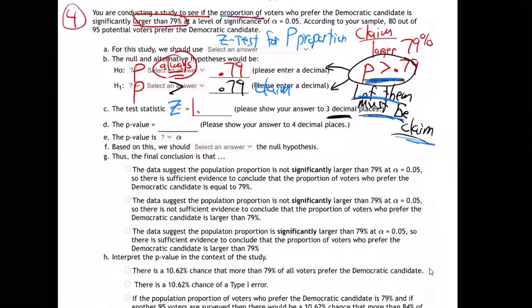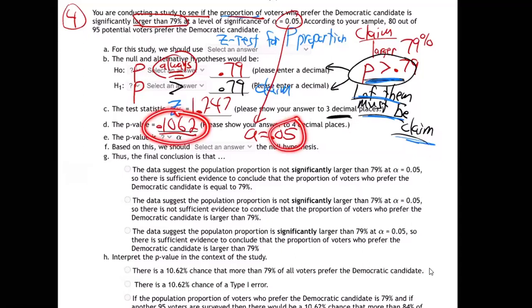So my Z number is 1.247, rounded to 3 decimals. The p-value came out to, they want 4 decimals, 0.1062. And then here's the question: is the p-value, that 0.1062, greater or smaller than my alpha? My alpha is 0.05. So is this p-value, 0.10, greater or smaller than my alpha? That one's greater, isn't it? 0.10 is greater than 0.05. So my p-value is greater.